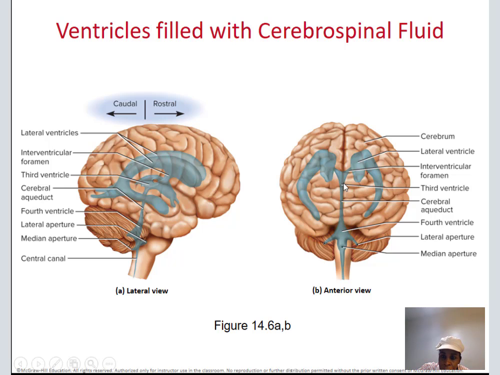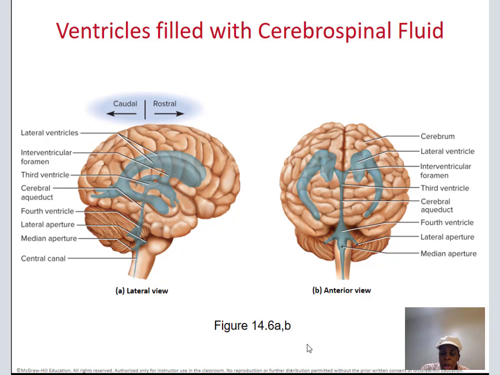The same thing here. You see the 3rd ventricle here. It's kind of lined by the diencephalon, the thalamus. And then you see the 2 lateral ventricles, left and right. The ventricles are just like bags that hold water. That water is called cerebrospinal fluid. It's a liquid inside the brain.